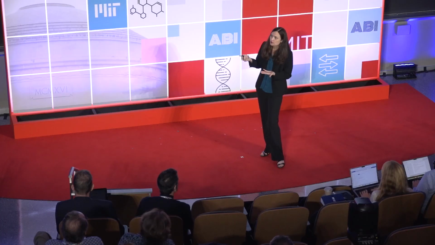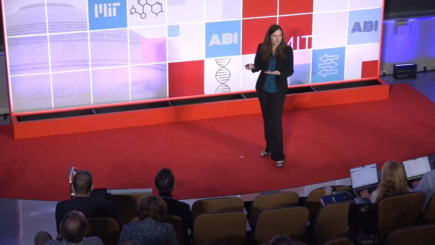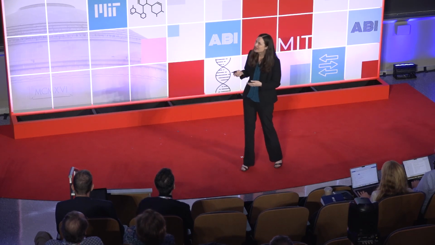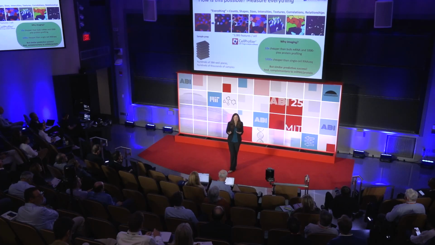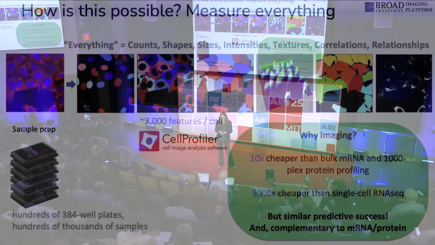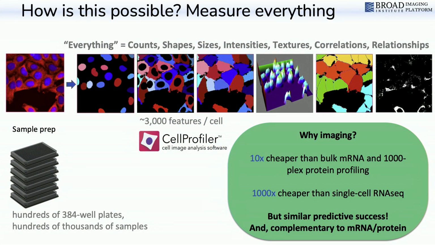So you might wonder, okay, sounds neat, you can produce profiles, they're like mRNA and protein profiles, but why do that when you can just do omics directly and get more molecular information? And here's a couple of reasons why. First of all, the image-based profiling is 10 to 1,000 times cheaper than other omics technologies, especially at the single cell level. And what's exciting and honestly completely shocking to me is that we get similar predictive success.